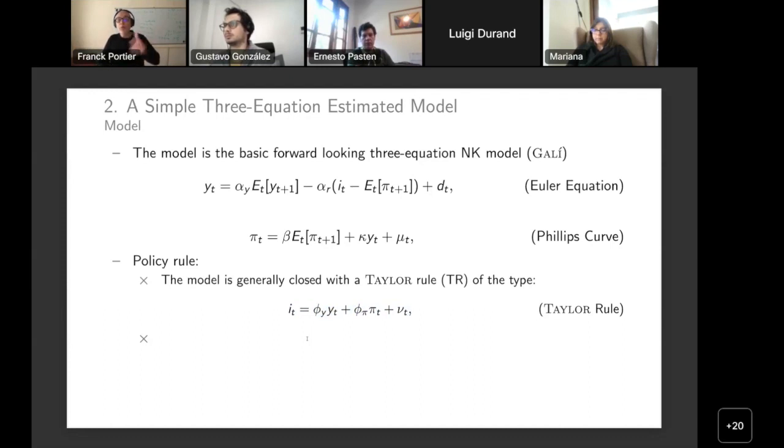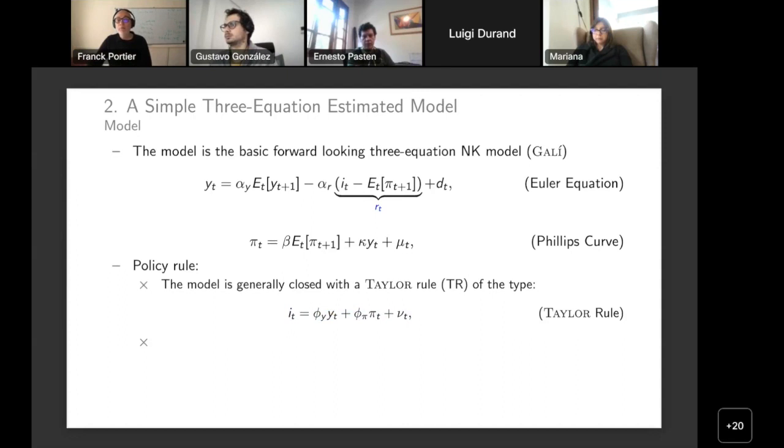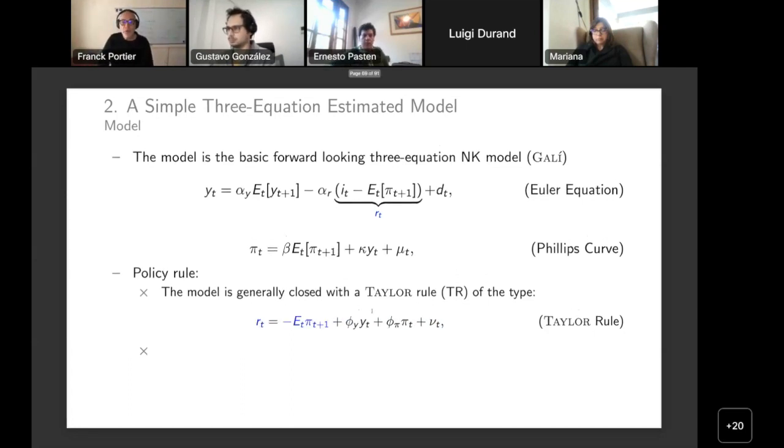So what I will do is a change of variable, because you'll see things will be nicer. Let me replace i_t minus E_t of pi by the real interest rate. I'm going to think in terms of the real interest rate. So let me rewrite this rule in terms of the real interest rate. To do that, I need to subtract expected inflation on both sides, but it's just a notation. So that's my Taylor rule. It's exactly the same Taylor rule. It's just easier to think that the instrument is the real interest rate, but it doesn't change anything.